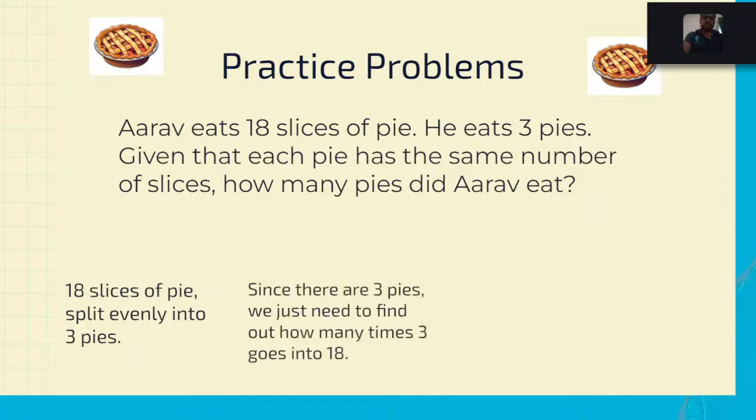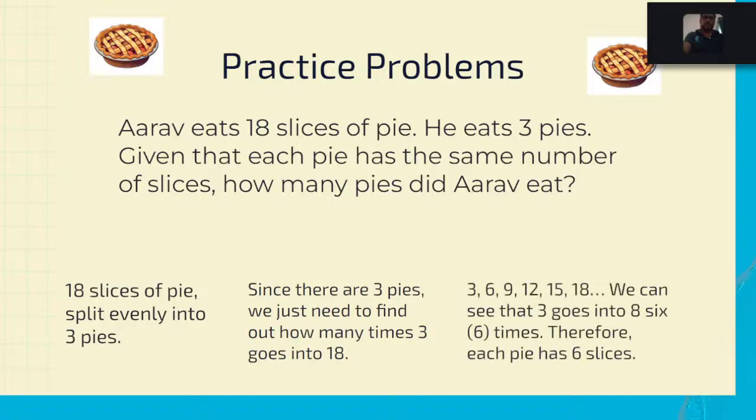Since there are 3 pies, we just need to find out how many times 3 goes into 18. 3, 6, 9, 12, 15, 18. We can see that 3 goes into 18 6 times. Therefore, each pie has 6 slices. Again, you can think about this as 18 total slices of pie split evenly or divided by 3 pies. Whenever you see split evenly or split evenly into, you can automatically think division, division, division.